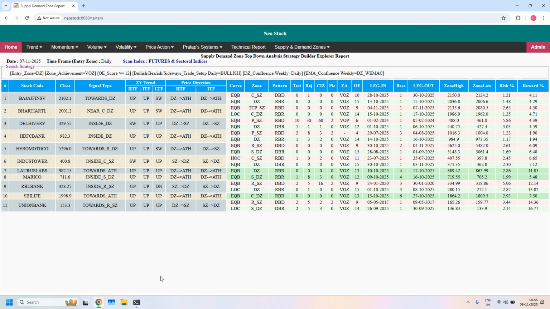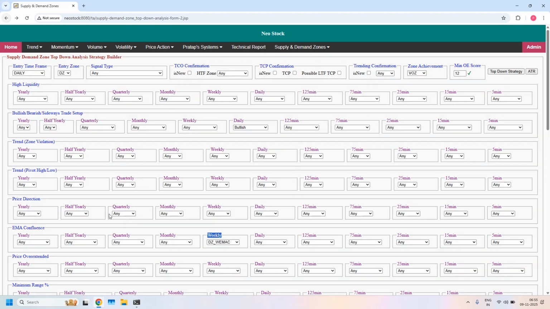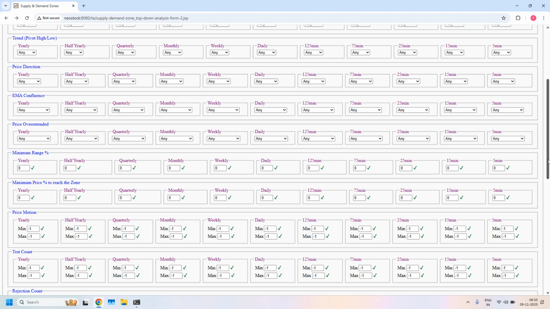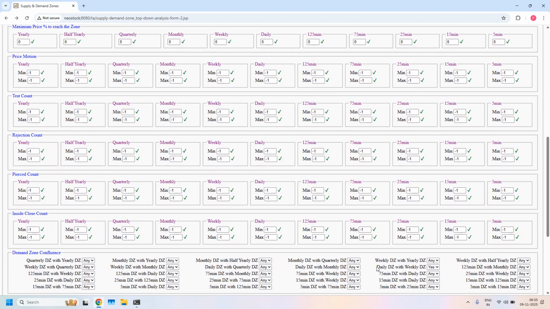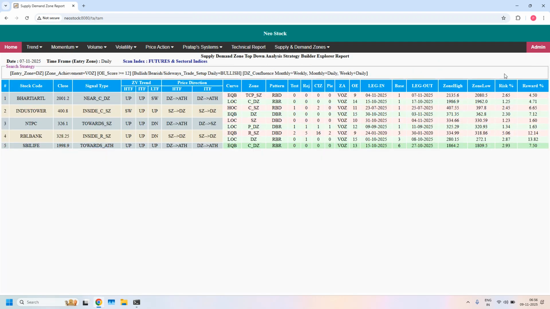Okay, now let us generate based on the second strategy also high probability trade setup, daily demand zones for monthly income trade. I'm going back, removing ITF EMA filter, demand zone confluence, 3 filters I have to add, daily, weekly and monthly demand zone confluence, 3 filters. So daily and weekly, daily and weekly and monthly demand zone confluence. With all the 3 filters, we got 5 stocks. In all the 5 stocks, all these daily demand zones are overlapped with weekly demand zones.